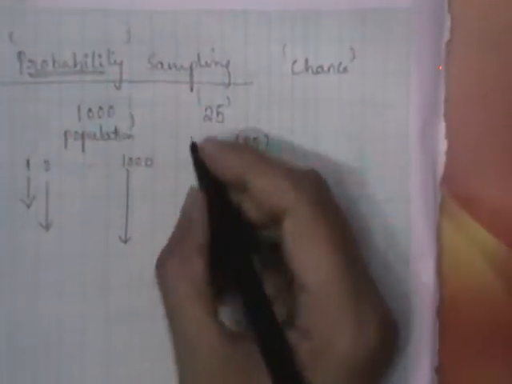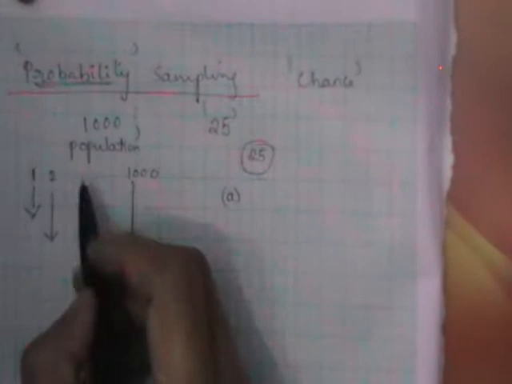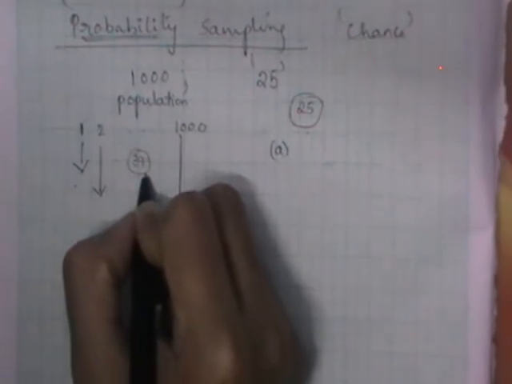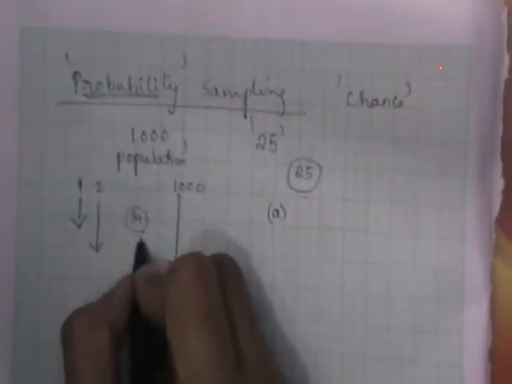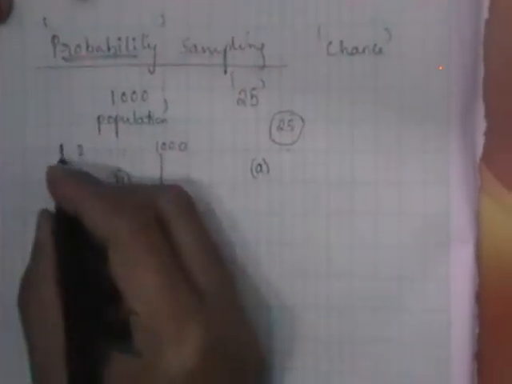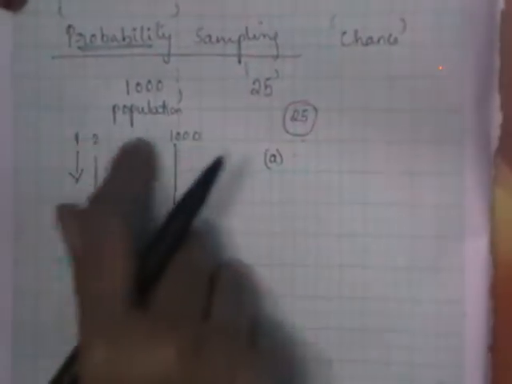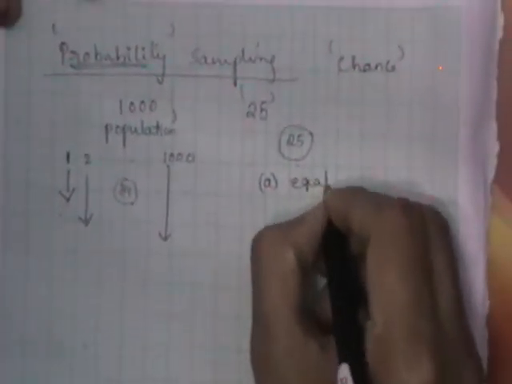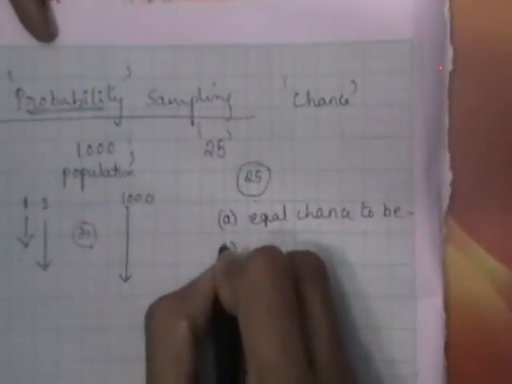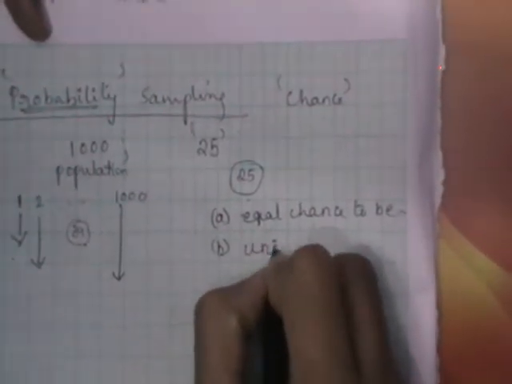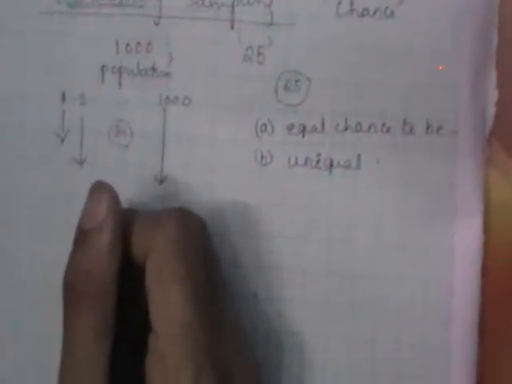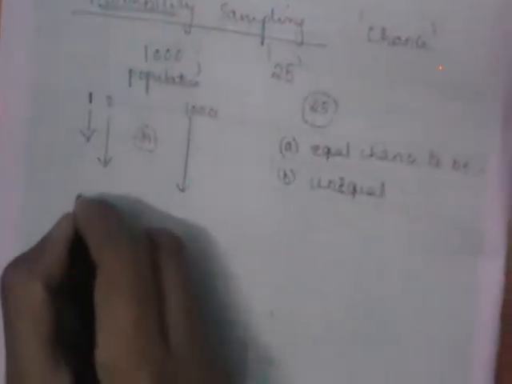Again, under probability sampling, let us say the 39th unit is there. What is its probability to be included in the sample? It will be assigned some probability. So under probability sampling, the first case is that all the units are given equal chance to be included into the sample, or they are given unequal probabilities. I'll give you one example for this. This is not in your notebook, but for your better understanding I am giving this example.